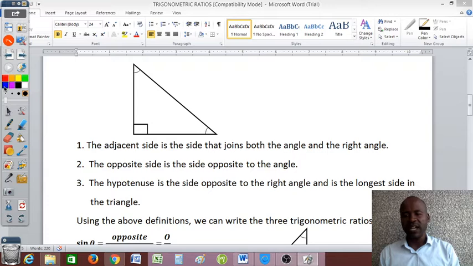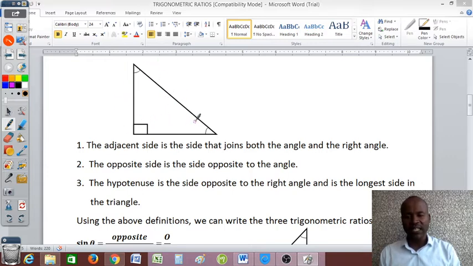Now look at this right-angled triangle. The first one says the adjacent side is the side that joins both the angle and the right angle. Now, which angle is given? The first thing we need to identify is which angle is given. As I said, we have three angles. This angle is the right angle, and this one is the first angle, you can say 1, and this one is 2. You can use any symbol to name one of the angles. After naming one of these two angles, using the relationship between them, you can name the three sides of this right-angled triangle.